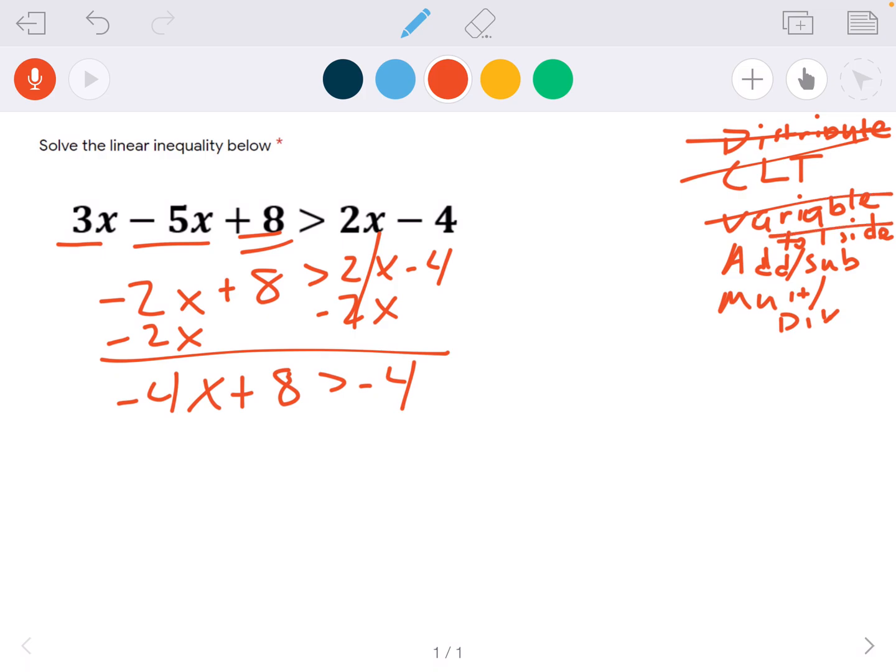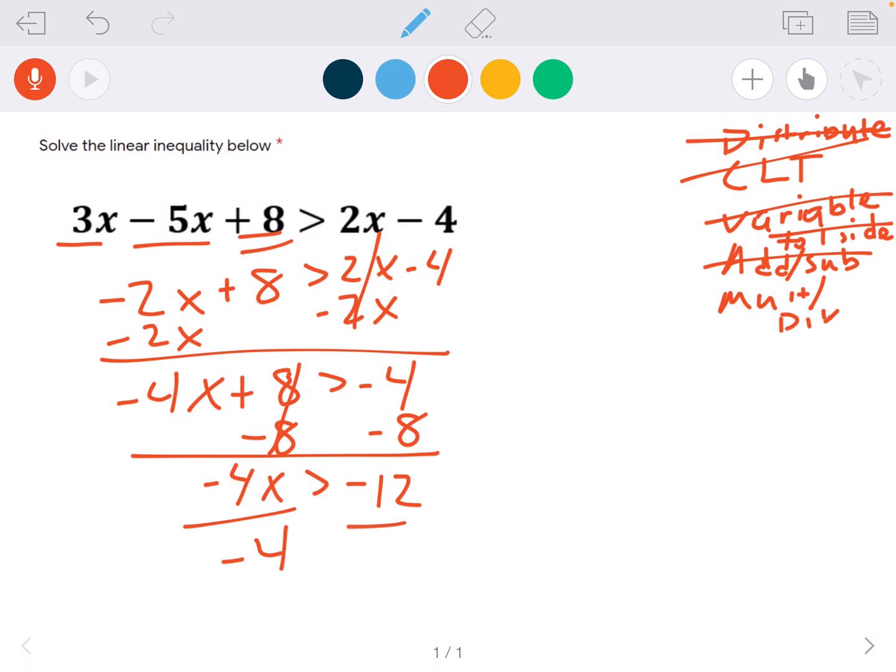We're moving on to add or subtract, so we're down to a two-step equation or a two-step inequality here. So I need to add or subtract. In this case, I'm going to do the opposite of plus 8, which is minus 8. So I'm left with negative 4x is greater than negative 12. Our last step is to divide both sides by negative 4. Now, inequality is very important. If you ever multiply or divide by a negative number, you have to flip the sign. So what I just did was I multiplied both sides by negative 4.